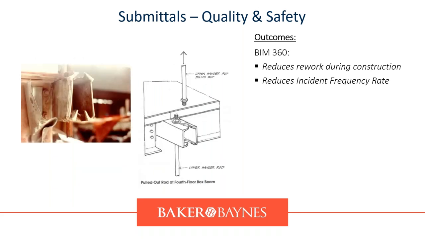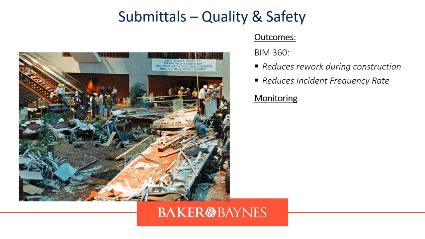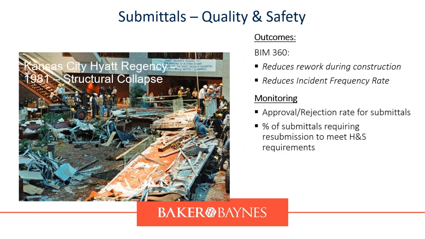But the result of that was that, you can see from the images there, the upper hanger actually pulled out of that box beam and the bridge collapsed. And I think according to what I've read around this, before the Twin Towers, this was the largest construction issue that resulted in quite a large number of deaths. So quality and safety definitely can have quite a big impact on our submittals and just generally how we approve and manage things on site.